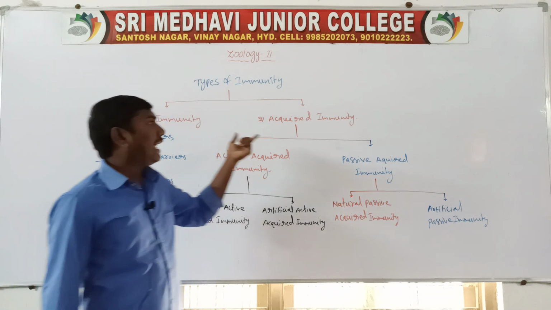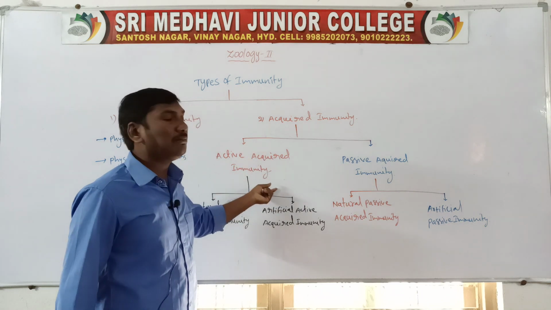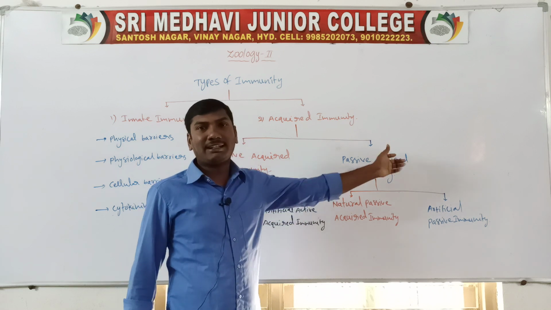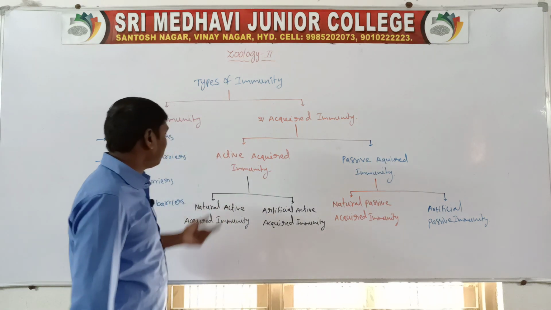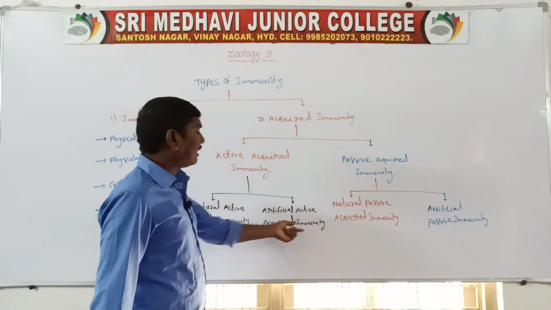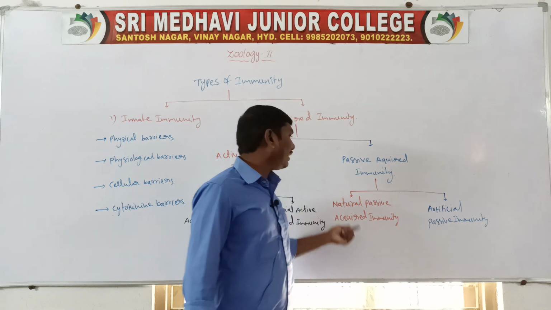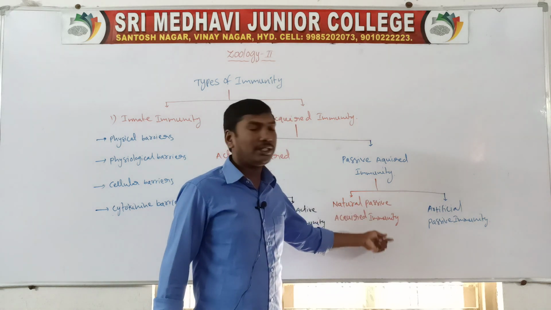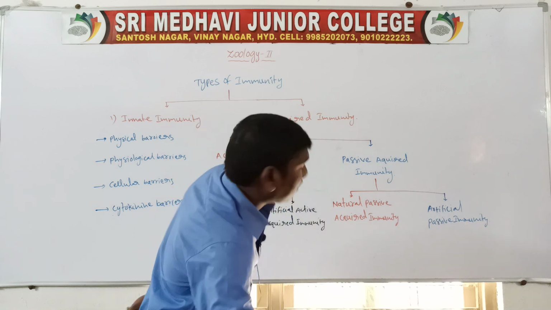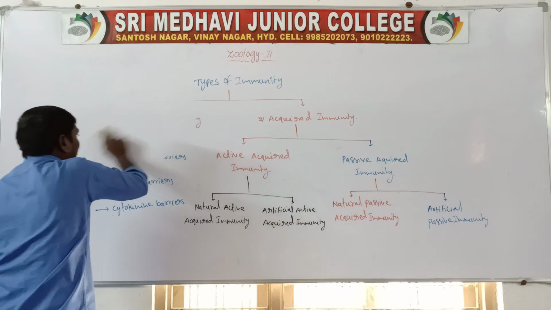Next one, acquired immunity. There are two types: first one active acquired immunity, second one passive acquired immunity. Active acquired immunity has two types: natural active acquired immunity and artificial active acquired immunity. Next one, passive acquired immunity: natural passive acquired immunity and artificial passive acquired immunity. So today we will discuss innate immunity.